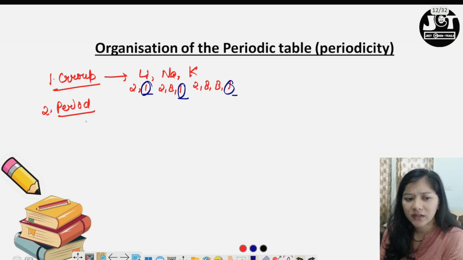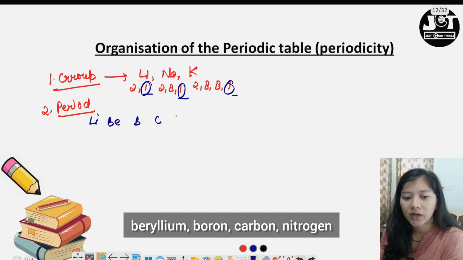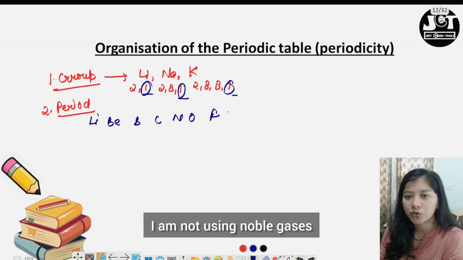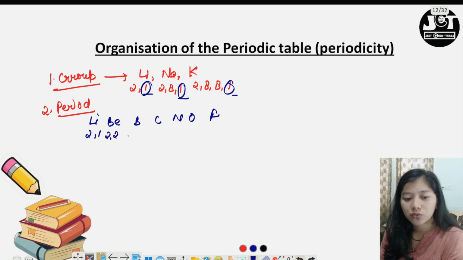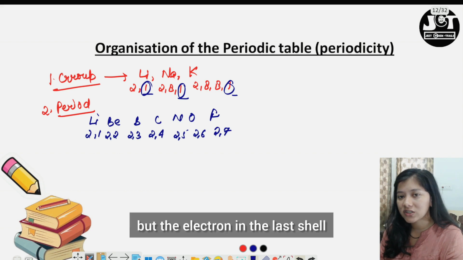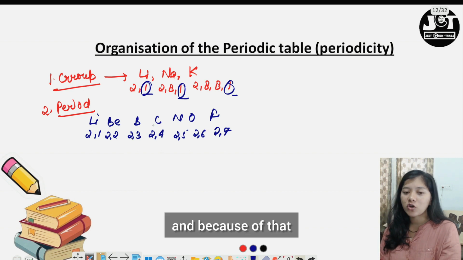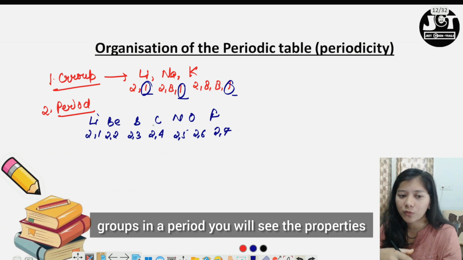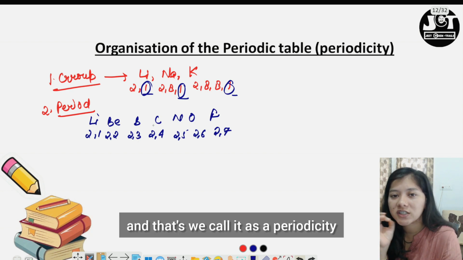While if we see a period, let's suppose the second period, it starts with lithium, beryllium, boron, carbon, nitrogen, oxygen and fluorine. I am not using noble gases because noble gases behave very differently than the others. So that's 2 1, 2 2, 2 3, 2 4, 2 5, 2 6 and 2 7. If you see, their shell number is still the same, but the electrons in the outermost shell are increasing by 1, right? That is a period for you. And because of these similar properties in groups and in periods, you will see the properties repeating themselves, and we call that periodicity.